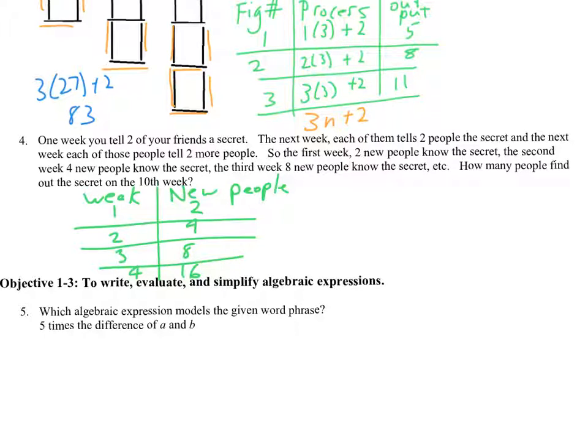Now you could continue that up until the 10th week, but here we really have 2 to the first power, 2 to the second power, 2 to the third power, 2 to the fourth power. So in week 10 we would have 2 to the 10th power. That's how many people would find out in that week. And that turns out to be 1,024. Now we'll not get into the idea of whether this is even close to being a secret anymore or not.